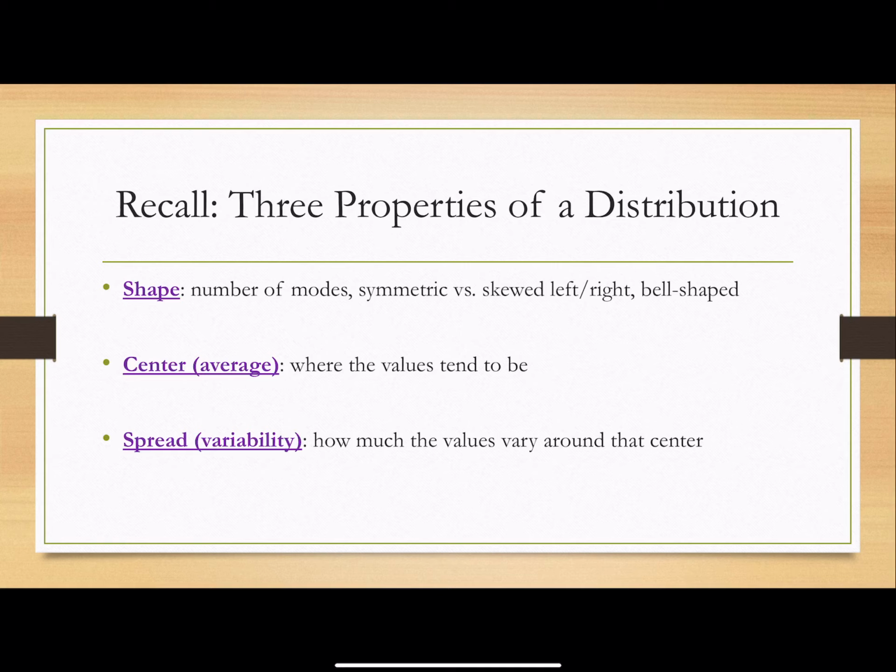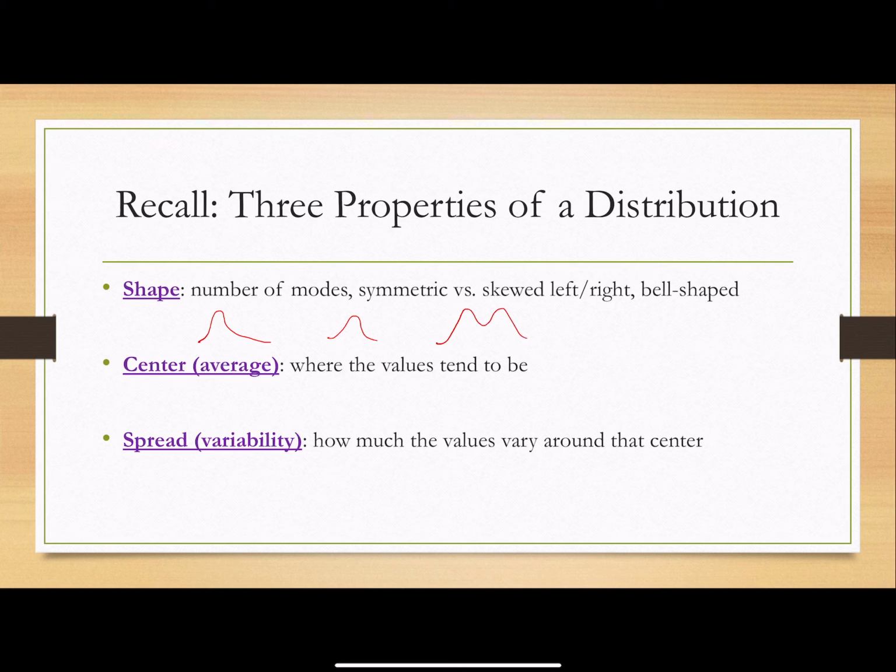Okay, so picking up where we left off, we were talking about the properties of a distribution. The three things we want to talk about: we want to talk about the shape. The shape is, is it skewed right? Is it symmetric? And so on. Is it unimodal or is it bimodal?